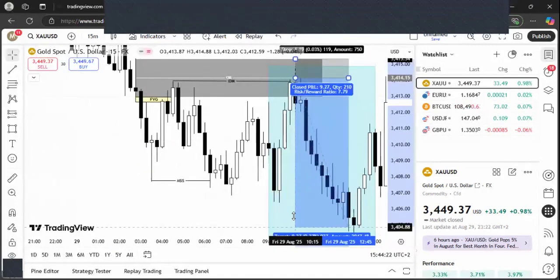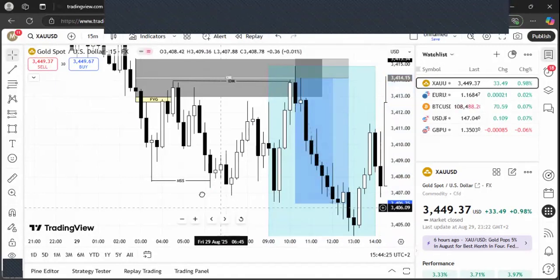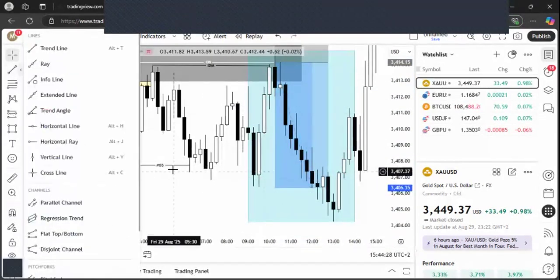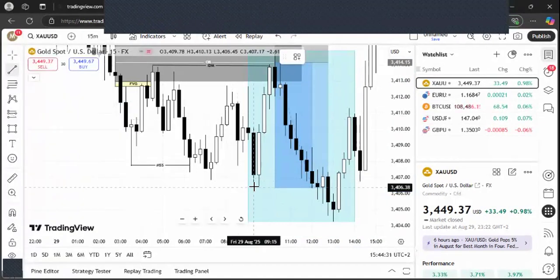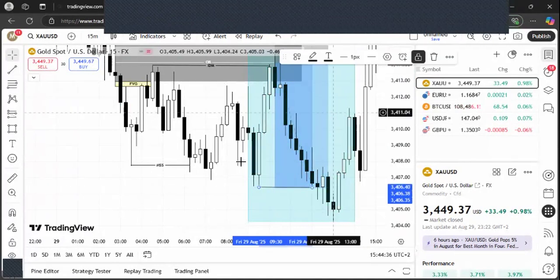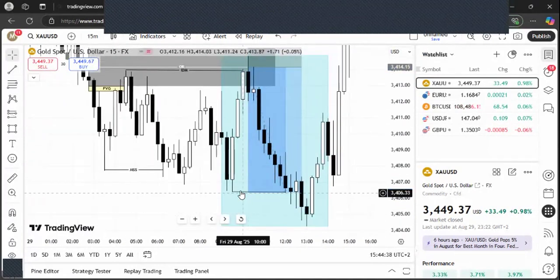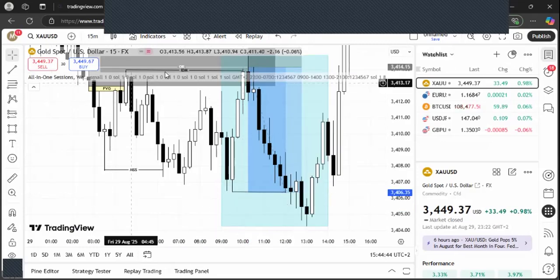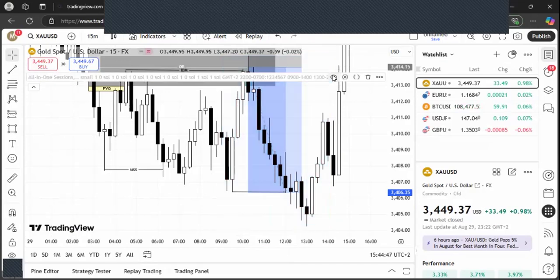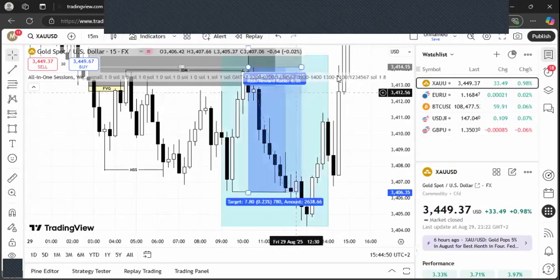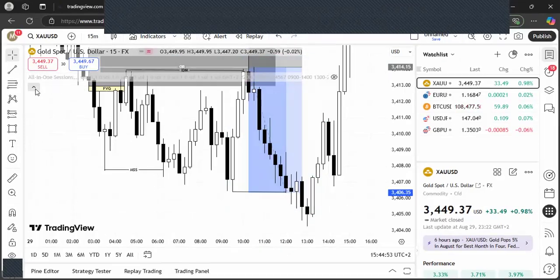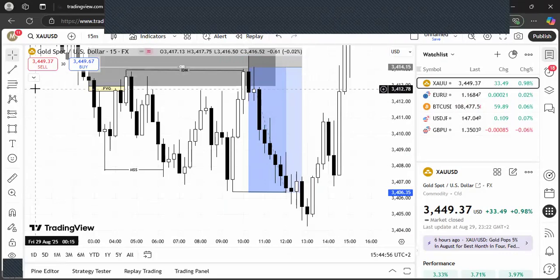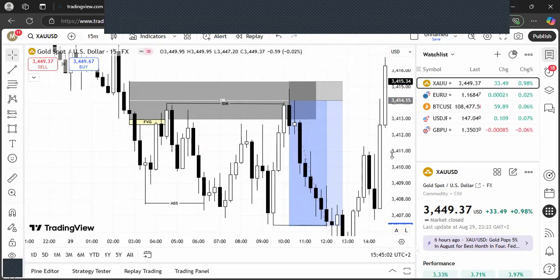And then we go to the low that was created before the endorsement was taken out. This is that low that was created before the endorsement was taken out, meaning this is our TP normally. Let me remove this indicator so that the chart can be clear. Okay, so this is how I got the entry.